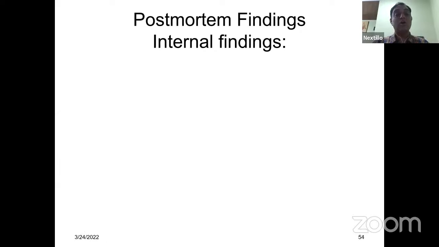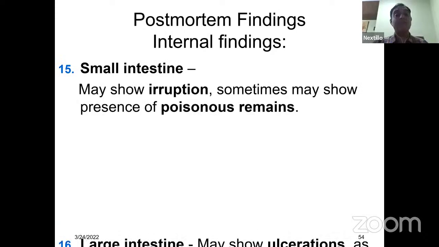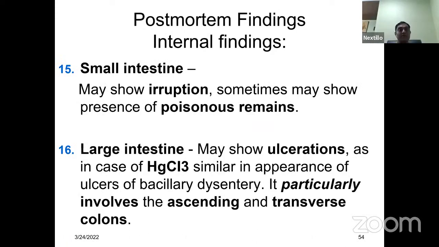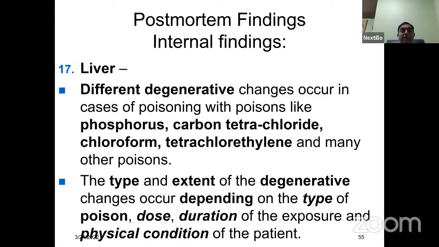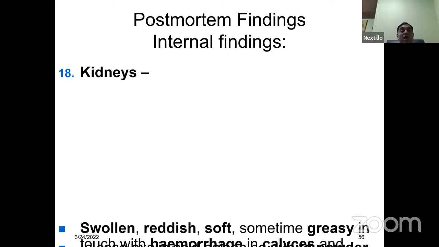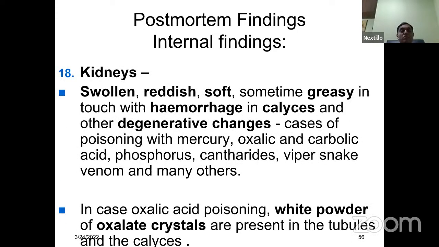The small intestine may show eruptions, and sometimes the presence of poisonous remains. In the large intestine, HgCl2 findings are most commonly seen. In the liver, there are different degenerative changes; the type and extent depend on the type of poison, dose, duration, and physical condition of the patient. The kidneys are reported to be swollen, reddish, soft, sometimes greasy, with hemorrhage in the cortex and other degenerative changes.